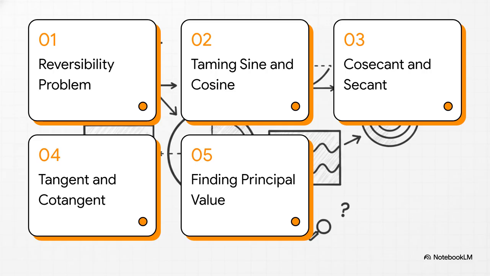Here is our roadmap for today. First, we'll tackle the reversibility problem. Then, we'll work on taming sine and cosine, followed by cosecant and secant, and tangent and cotangent. And finally, we'll wrap up by actually finding principal values.